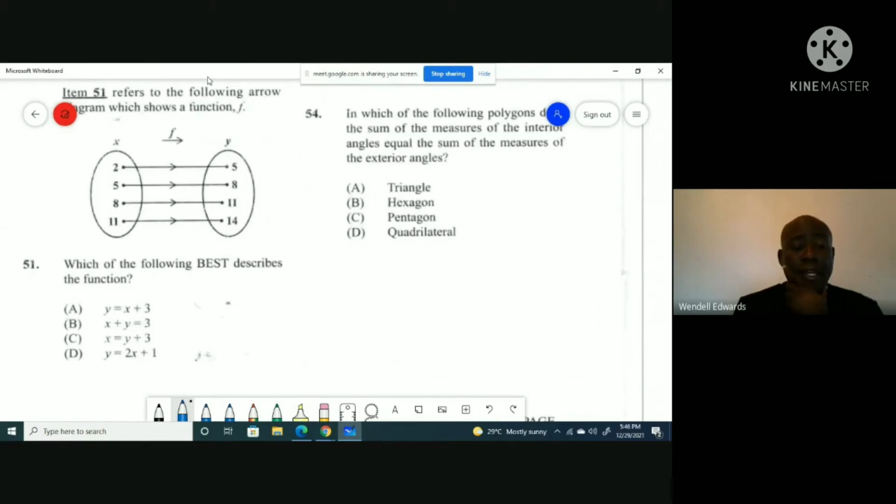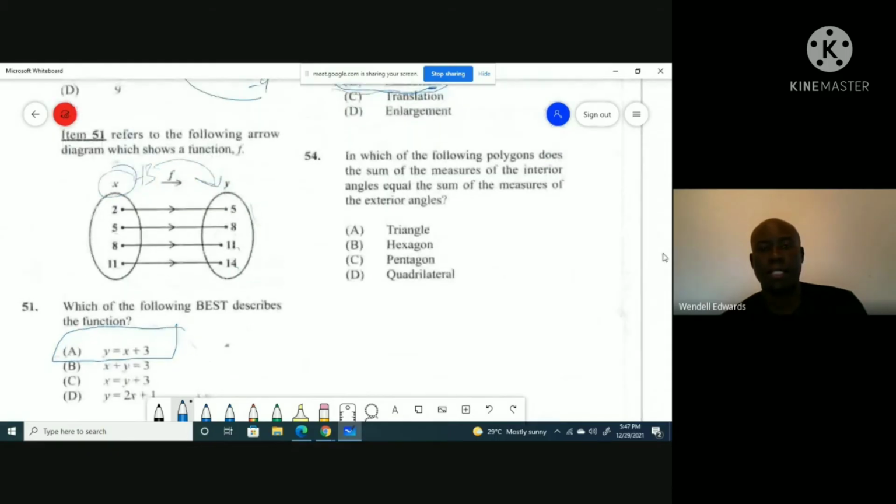So we want to find what could I do to 2 to turn it into 5, 5 to turn it into 8. I'm seeing that I'm adding 3 to these. So basically my x value plus 3 produces a y value. So I'm looking for x plus 3, and look if it works for everything. 11 plus 3, 14. 8 plus 3, 11. 5 plus 3, 8. 2 plus 3, 5. So definitely I have to select this for my answer.